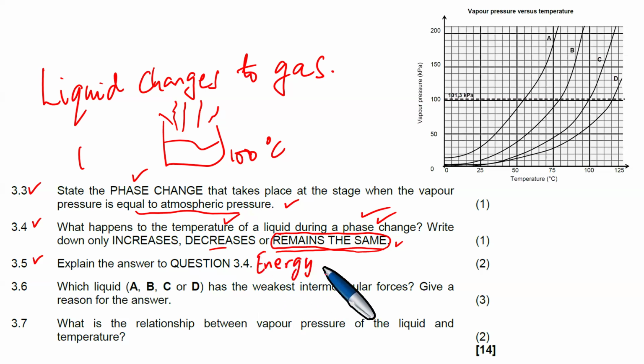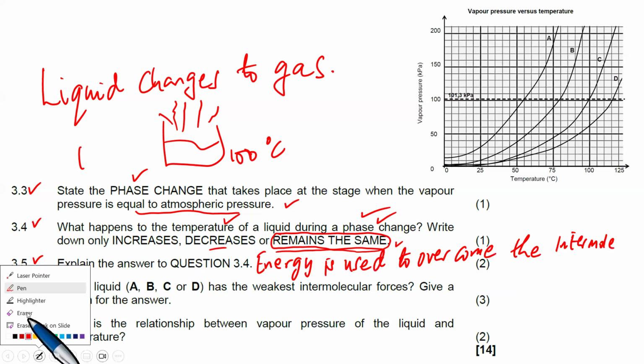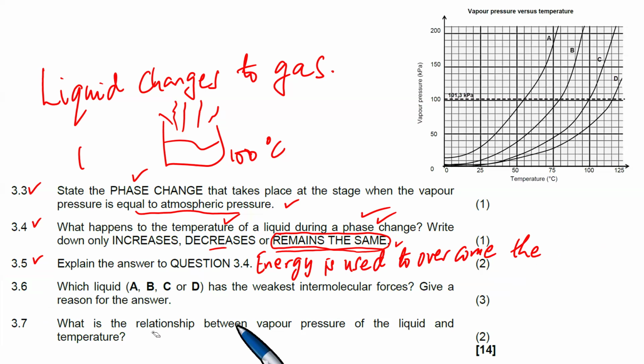Now, in 3.5, we say energy is used to overcome the intermolecular forces. So energy is used to overcome the intermolecular forces. Right. So, and the kind of energy is heat energy. It is heat energy. So the energy manifests as heat.